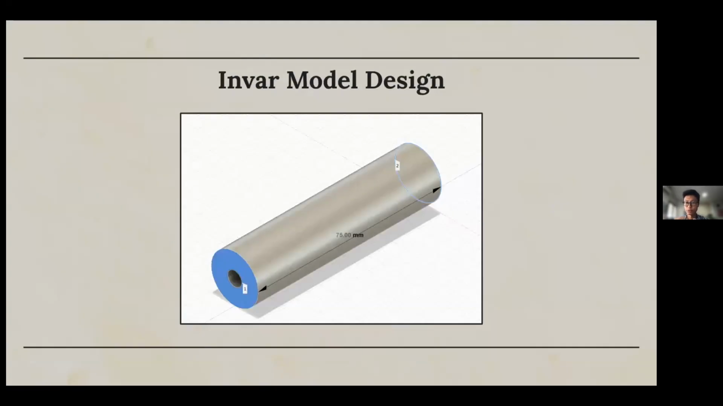We now move on to another model design, which is the in-bar cylindrical model. The structure is a hollow cylinder, and this study analyzed two different lengths. We analyzed a 7.5 centimeter cavity and a 5.0 centimeter cavity.